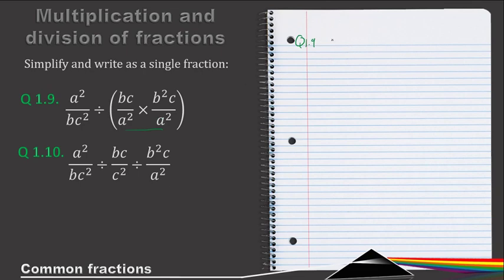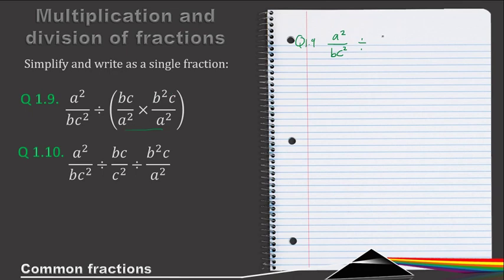So I'm going to start here and say a squared over bc squared divided by, and notice I can't change this division sign yet because all of this is after, because it's in the brackets, everything inside the bracket is applicable to this division sign. So I first need to completely simplify this.